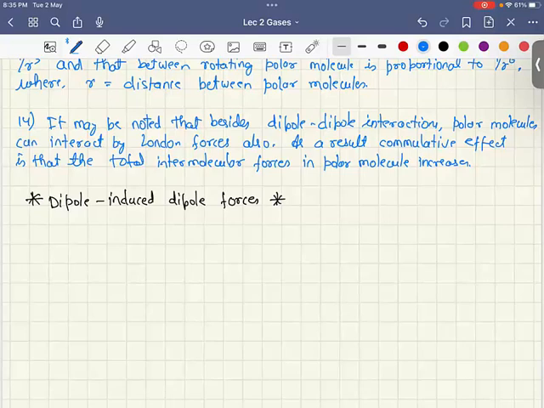In this case also the cumulative effect of dispersion forces, dipole-dipole forces and dipole-induced dipole interactions exists. The above three types of forces are collectively known as van der Waals forces, and the magnitude of each type of interaction will vary depending upon the type of the molecule. Right? So let us write this down.